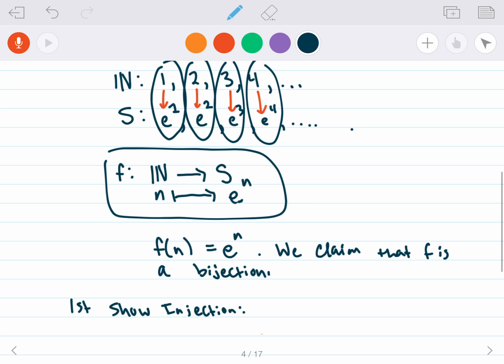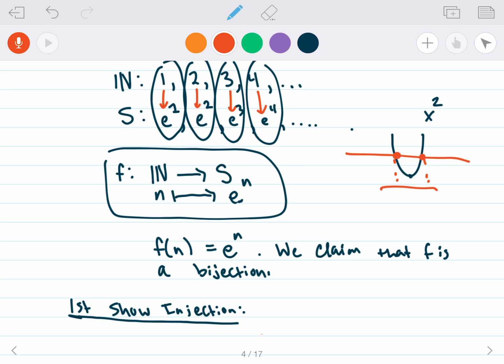And do you remember how to do that? Right, we want to show that if you have two outputs, and they're the same, then the corresponding inputs have to be the same, right? So we cannot have two different inputs matching to the same output is what injection means. Okay, so for example, I think I gave this before, x squared is not injective because it fails the horizontal line test. We have the same output corresponding to two different inputs, okay?